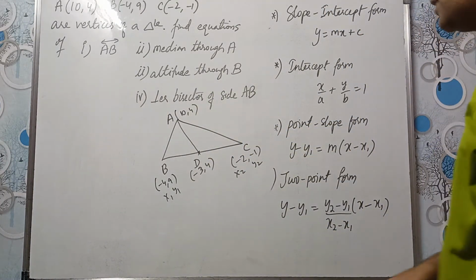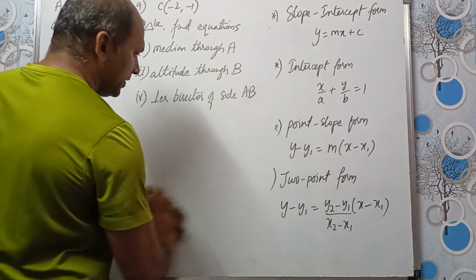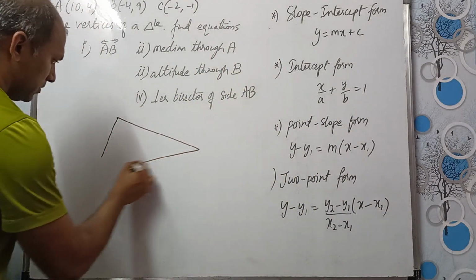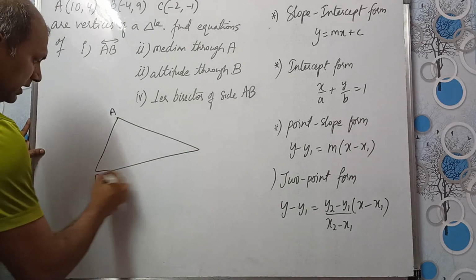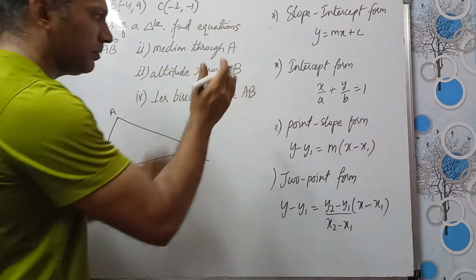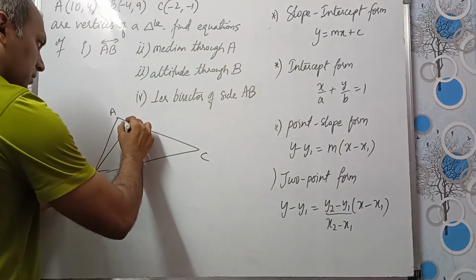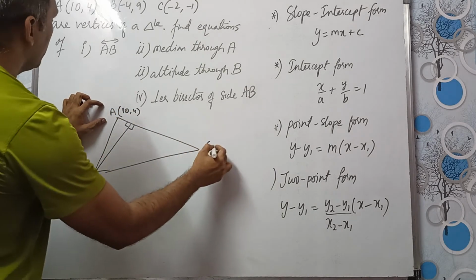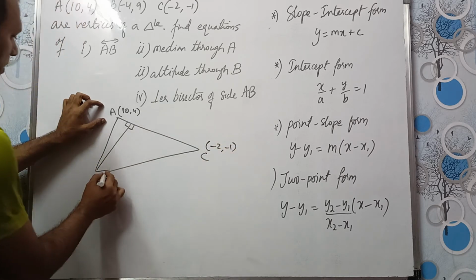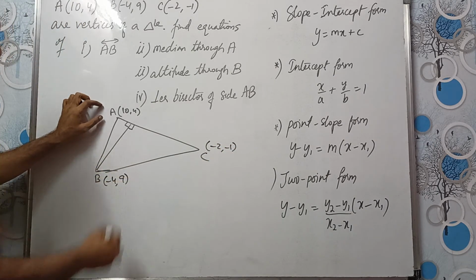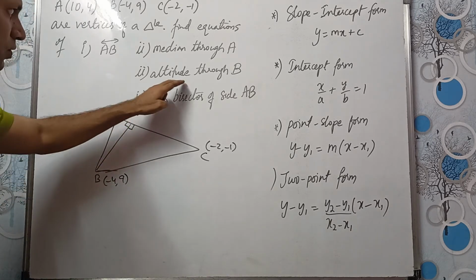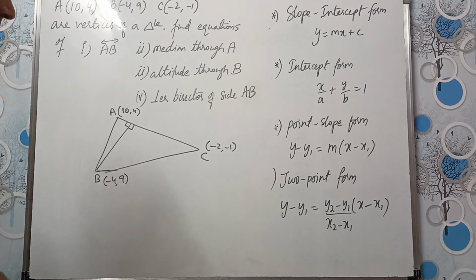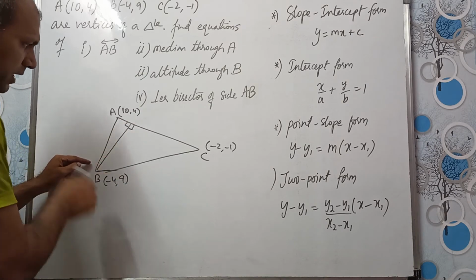Now the third bit is altitude through B. So if you take this triangle ABC again, altitude means perpendicular. So if you drop a perpendicular, this is 90, this is 90 now. What is the value of A? 10 comma 4, C is minus 2 comma minus 1 and B is minus 4 comma 9. Altitude through B means perpendicular through B. We need to find the equation of this. How should we do that?